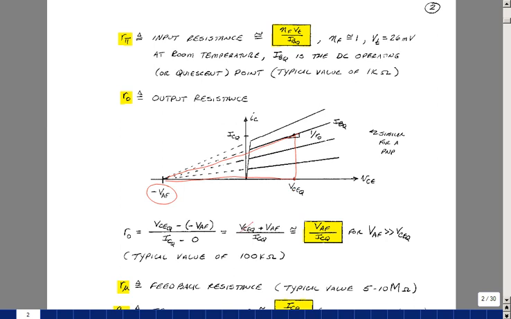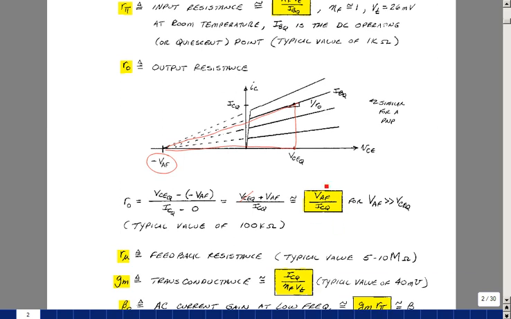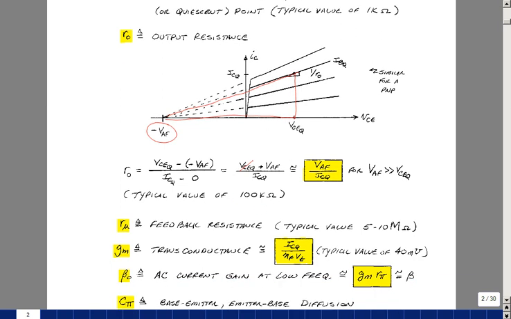And most people just approximate the output resistance of the transistor as just the early voltage divided by the collector current at the biasing point. Typically this is on the order of 100 k ohms. The resistor between the base and the collector, when you reverse bias, they call the feedback resistance, and typically is in the range of 5 to 10 megohms.